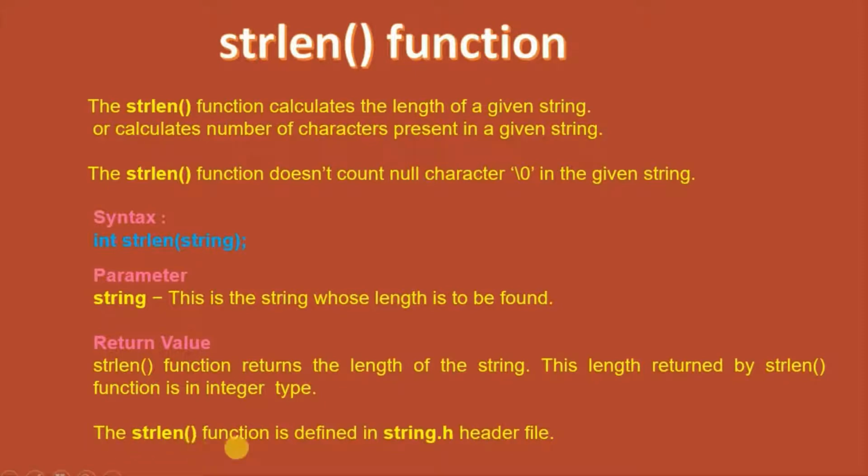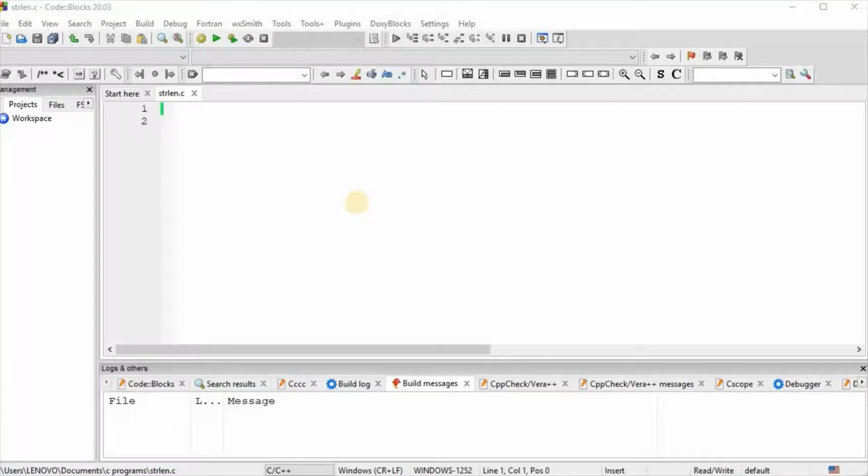The strlen function is defined in the string.h header file. So first we include header files: #include <stdio.h>, and as the strlen function is defined in the string.h header file, we also include the string.h header file.